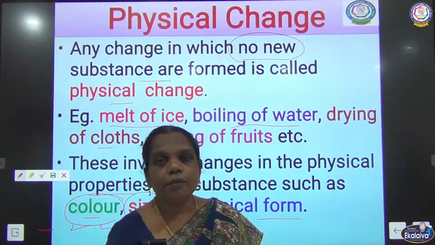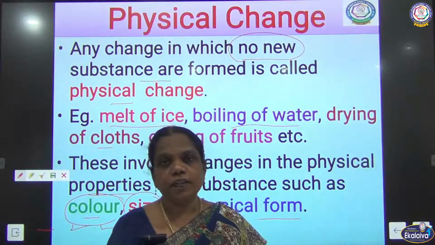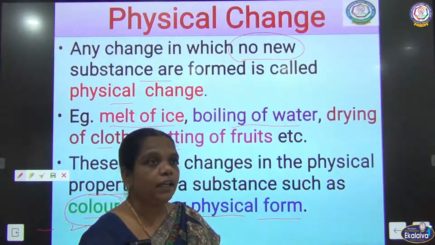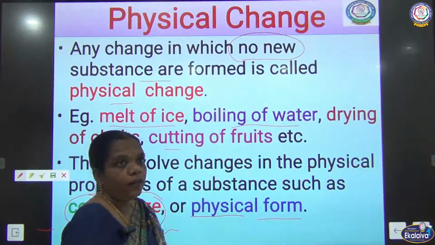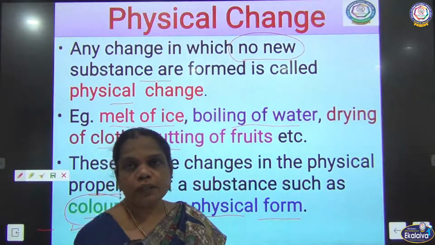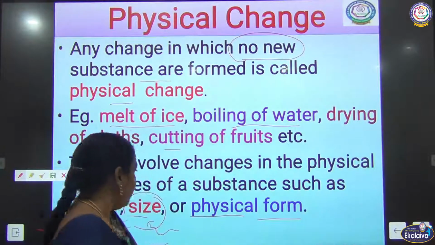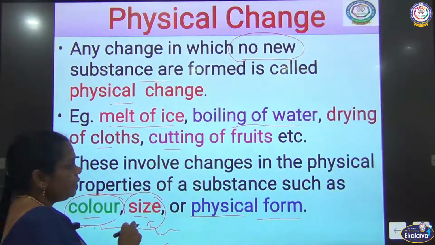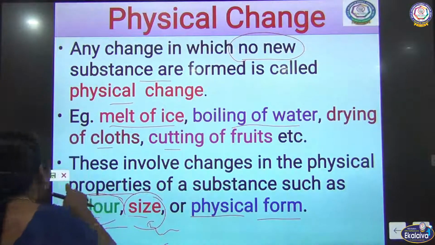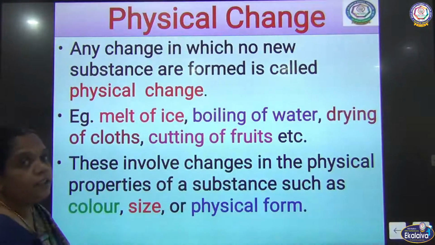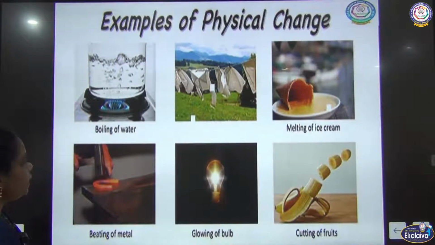So there are many changes around us. Those changes can be classified as physical change and chemical change. Now, in a physical change, no new substances are formed. Only the changes take place in color, size and the physical form of matter. And next, we are going to learn another type of change. So these are some of the physical changes.